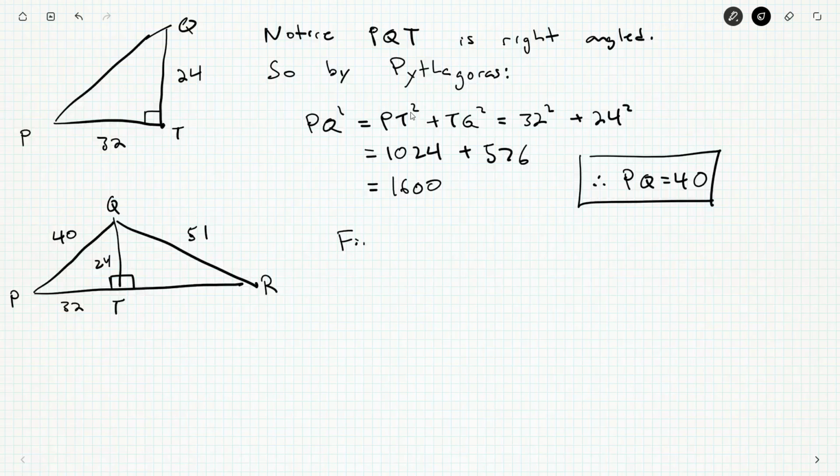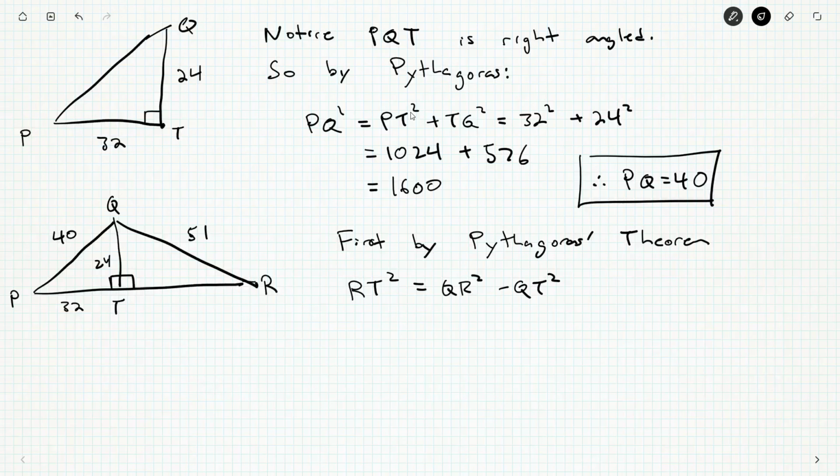So I might say first, Pythagoras' theorem: RT squared is going to be QR squared minus QT squared. Notice that usually when you state Pythagoras' theorem, it's a squared plus b squared is equal to c squared. But any of these rearrangements are equally valid, and it saves you a line of writing.